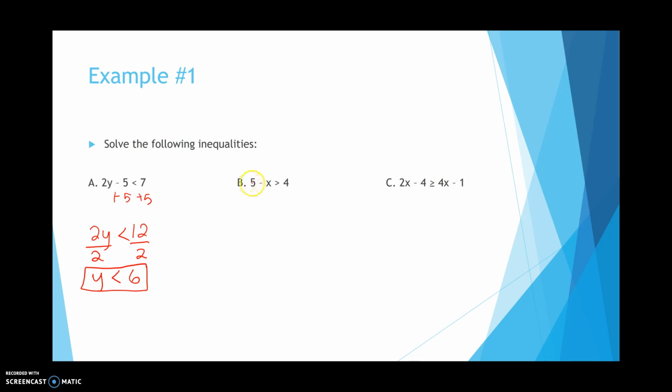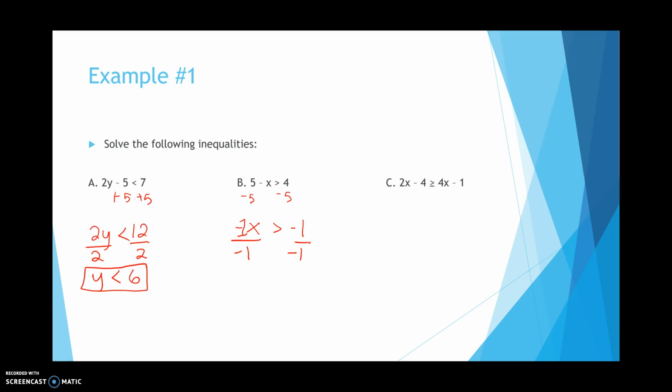Let's solve for B. 5 minus x is greater than 4. We're going to subtract 5 from both sides. So what I'm left with on the left side is negative x is greater than 4 minus 5 is going to give me negative 1. Here we have a negative in front of the variable. We cannot have that. The variable always needs to be positive. So if it's helpful, you can put a 1 in front of the x. To get rid of that negative, we're going to divide both sides by negative 1.